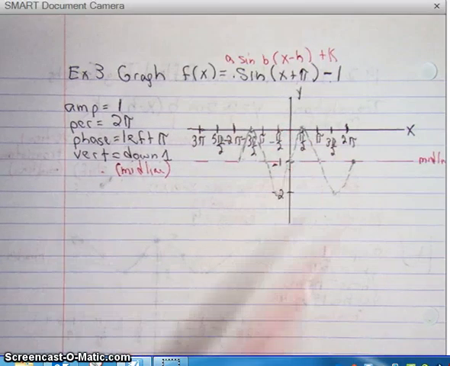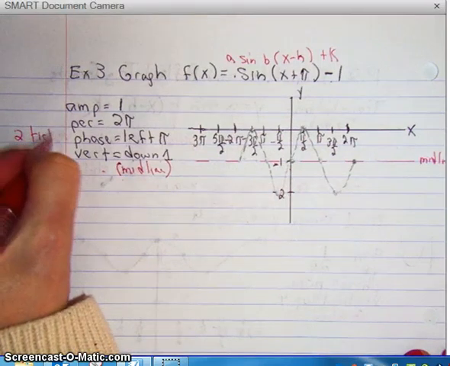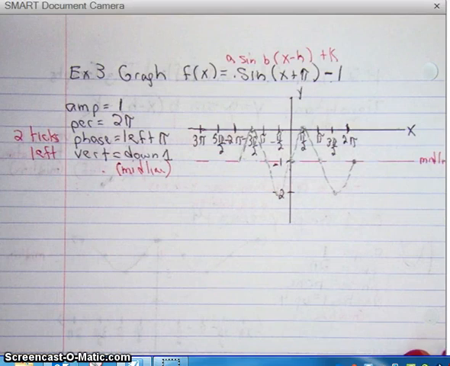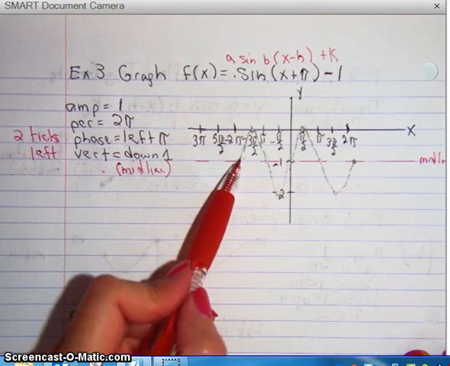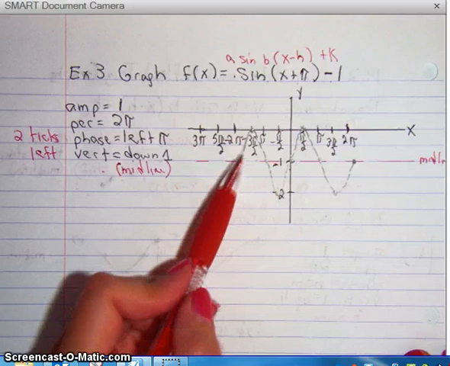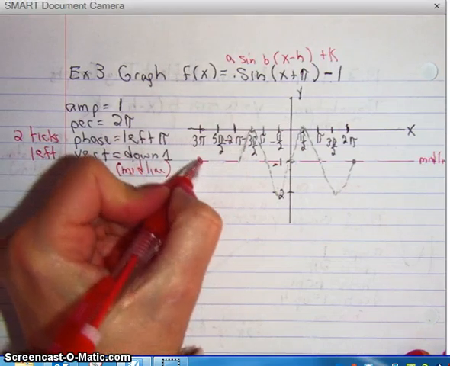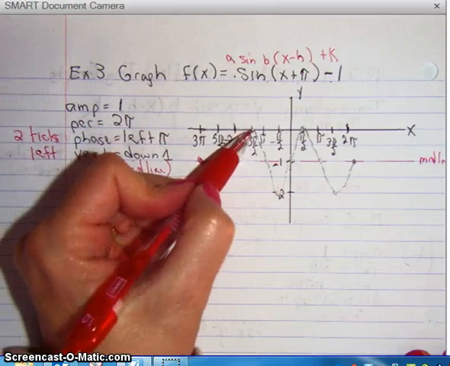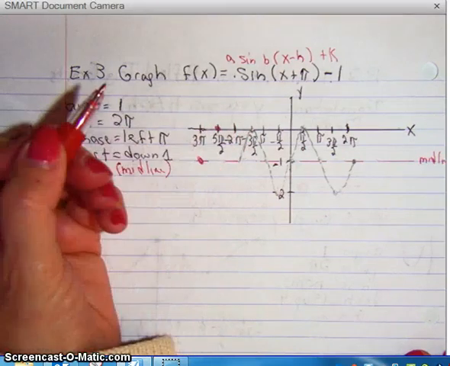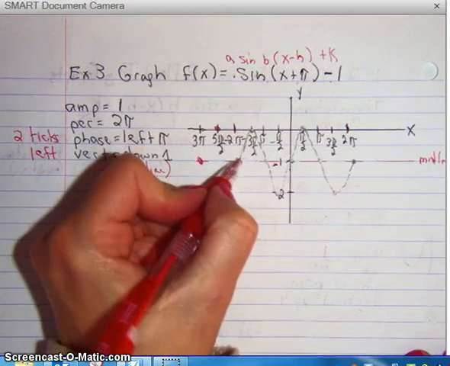2 ticks. All right, what this means is everything is going to move 2 ticks left. So every point that I have right now, I'm going to move it 2 ticks to the left. So go to every point and just go 1 tick, 2 ticks. This point, 1 tick, 2 ticks. All you gotta do is count your ticks. This point, 1 tick, 2 ticks.